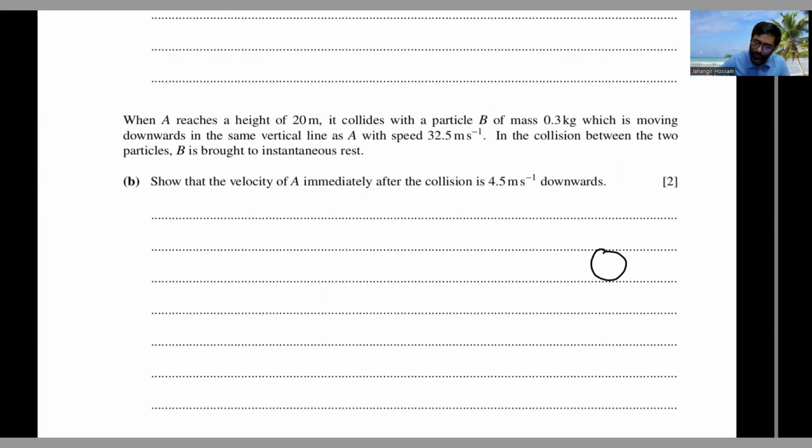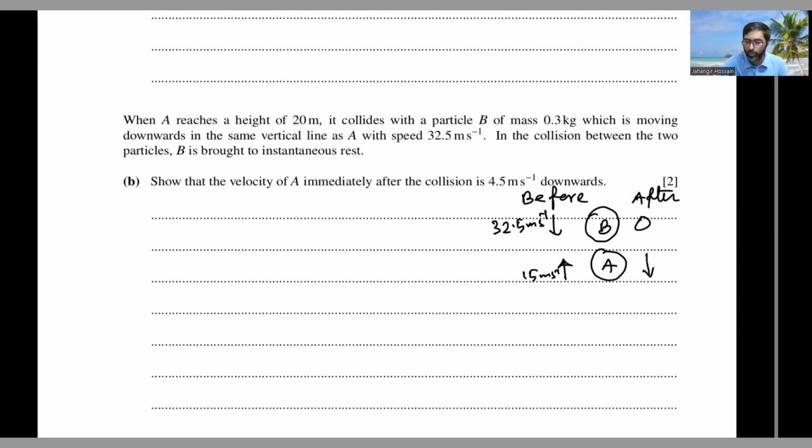Just before collision, let's say this way, and this is B. A is moving upward with speed 15 meters per second. B is moving downward with speed 32.5 meters per second. This is before collision, and after collision, we know that B comes to instantaneous rest. And obviously, if B comes to instantaneous rest, A must move away from B, so it must move down with the speed V. If V is positive, then our assumption is correct.